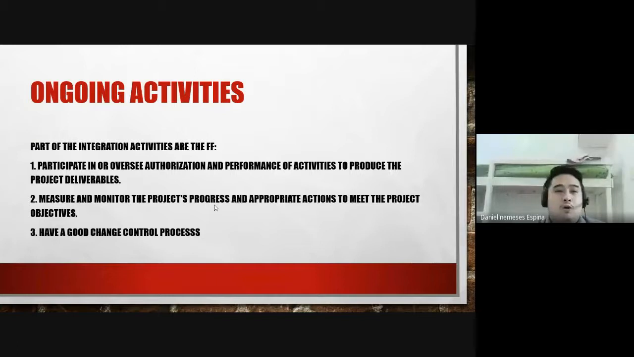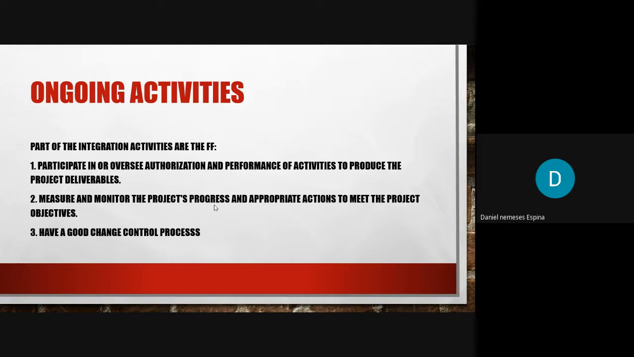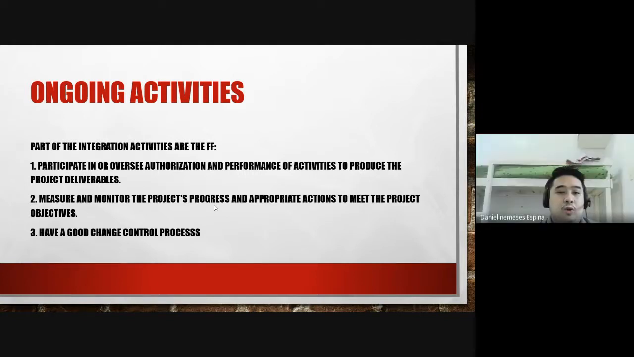So ongoing activities. Part of the integration activities are the following. Okay, first, participate in or oversee authorization and performance of activities to produce the project deliverables. So you need also to supervise the project, okay? Although not from time to time, at least you know the status of every project deliverable. Okay?